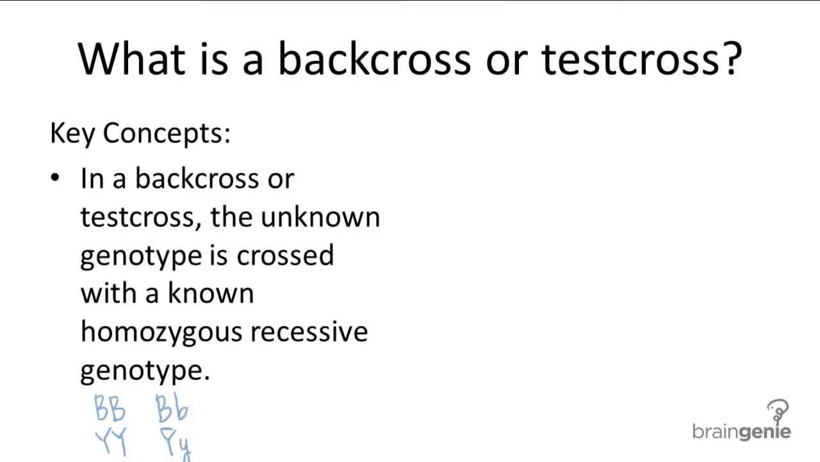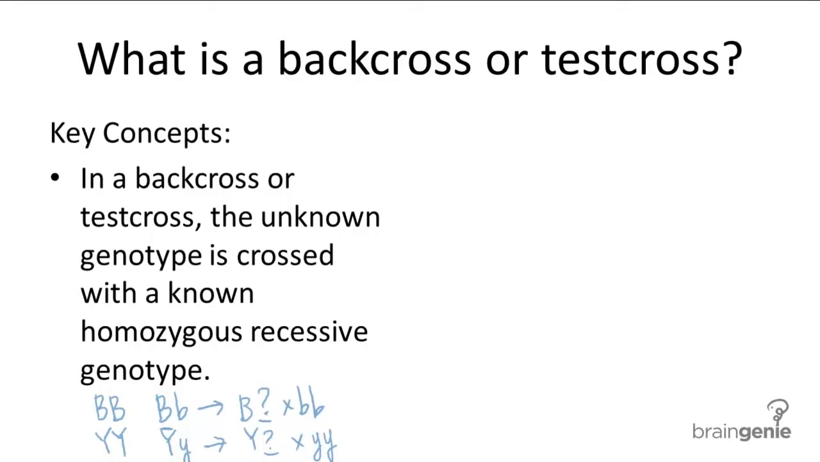So this is when a backcross or a test cross comes in handy. In a backcross, the individual with an unknown genotype is crossed with a homozygous recessive individual. So for these two examples, you'd have an unknown brown-eyed person crossed with a blue-eyed person, which isn't as realistic, or an unknown yellow pea individual crossed with a green pea individual.